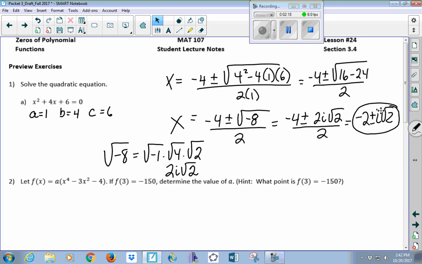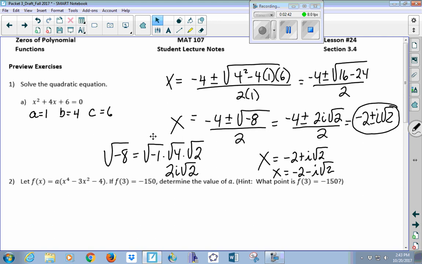It would be a good little algebra practice for you to go back and place each one of these solutions into your equation and see if you can have the left side equal 0. So we have two solutions here. If you wanted to write them out separately, this is what they would look like.